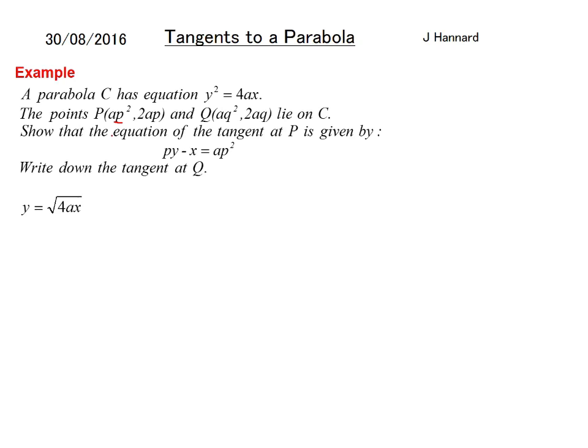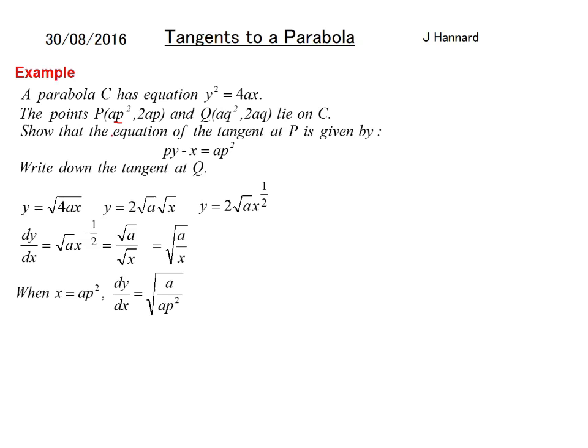So, first of all, like everyone, we want the y on its own, so we root everything, then we split it up, write it in power form, dy by dx, simplify, put it all under one root, put in what x coordinate, the a's will cancel, square root everybody, and you end up with 1 over p. So that should just fall into your lap every single time you do one of these. It should work out exactly the same.